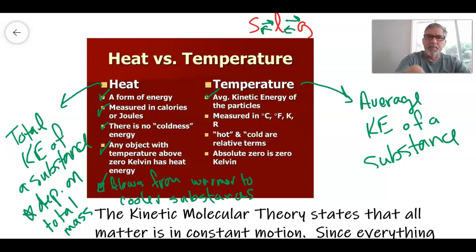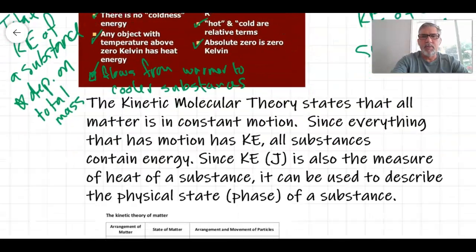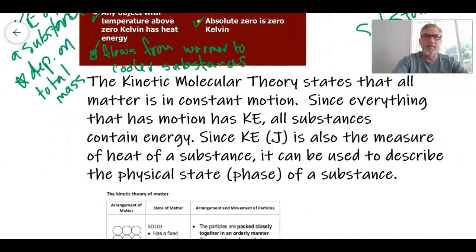Okay, so temperature is measured in Celsius, Fahrenheit, or Kelvin, right? But not in joules and calories. Hot or cold are relative terms of temperature. And absolute zero is in Kelvin. Again, same thing. All right, so those are heat and temperature. So remember, they're not the same thing. We'll talk about those again.